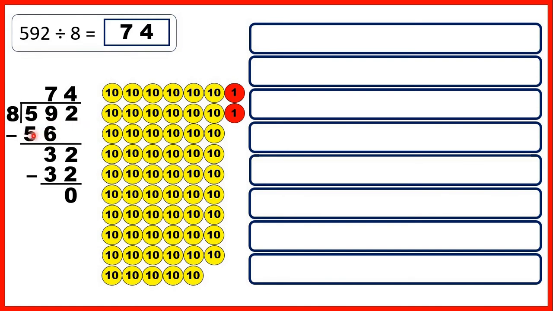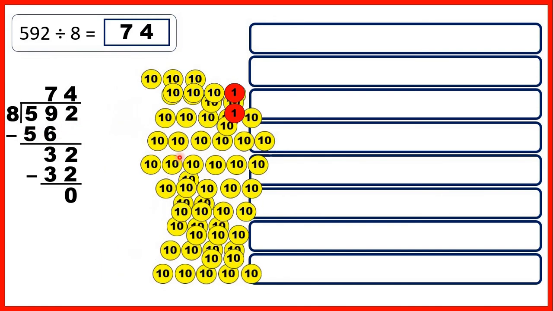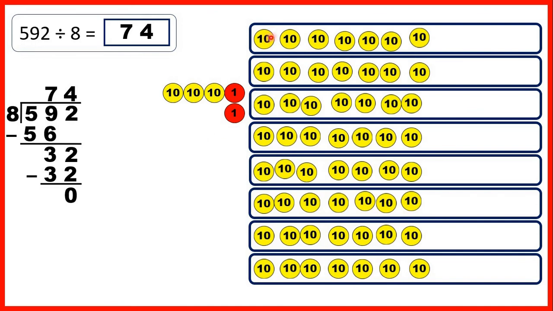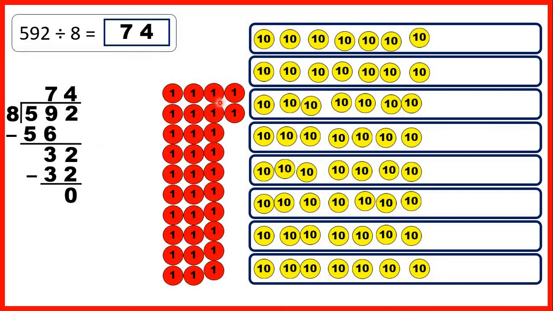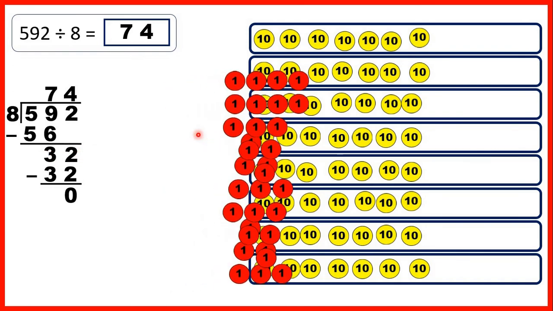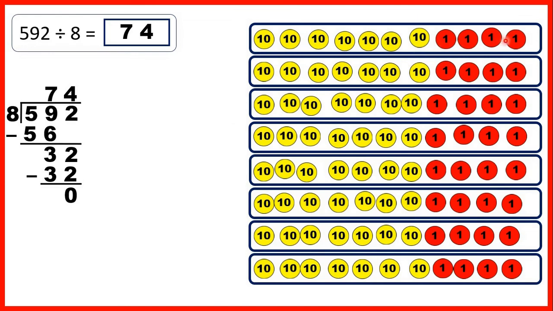So we can share out 56 of those tens. And we have 7 tens in each group, so that's why we have a 7 as the tens digit of our answer. Now we have 3 remaining tens, but we can exchange each of those for 10 1 counters, and that gives us 32 ones. When we share those out, we get 4 ones in each group, so that's why we have a 4 as the ones digit of our answer.